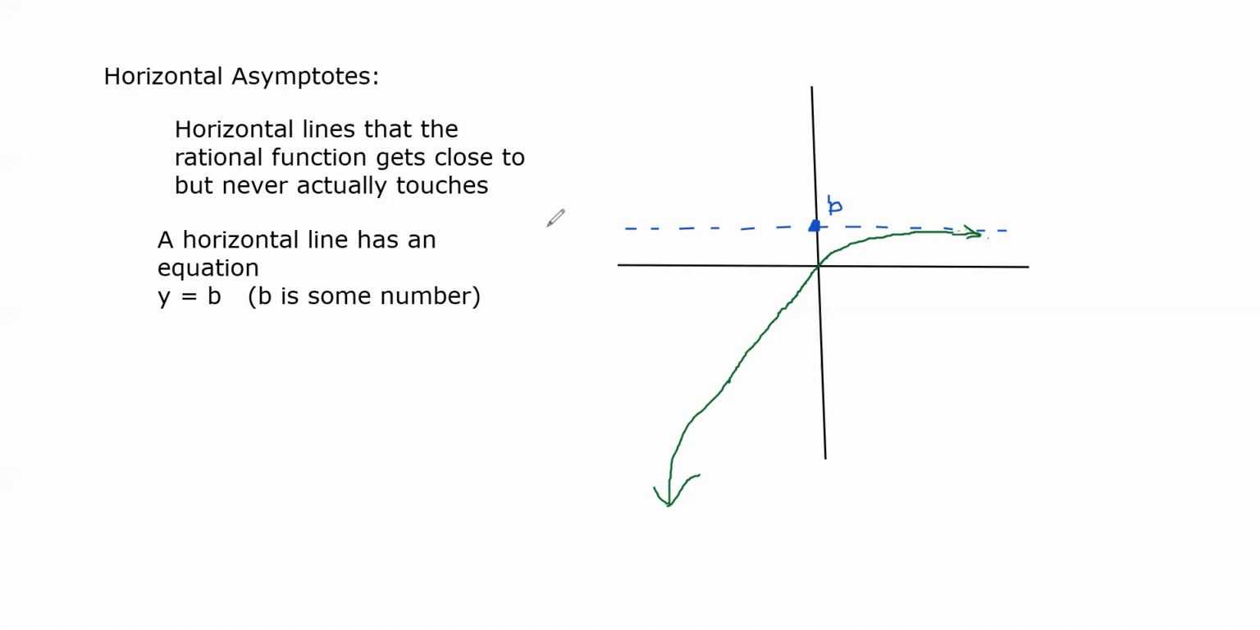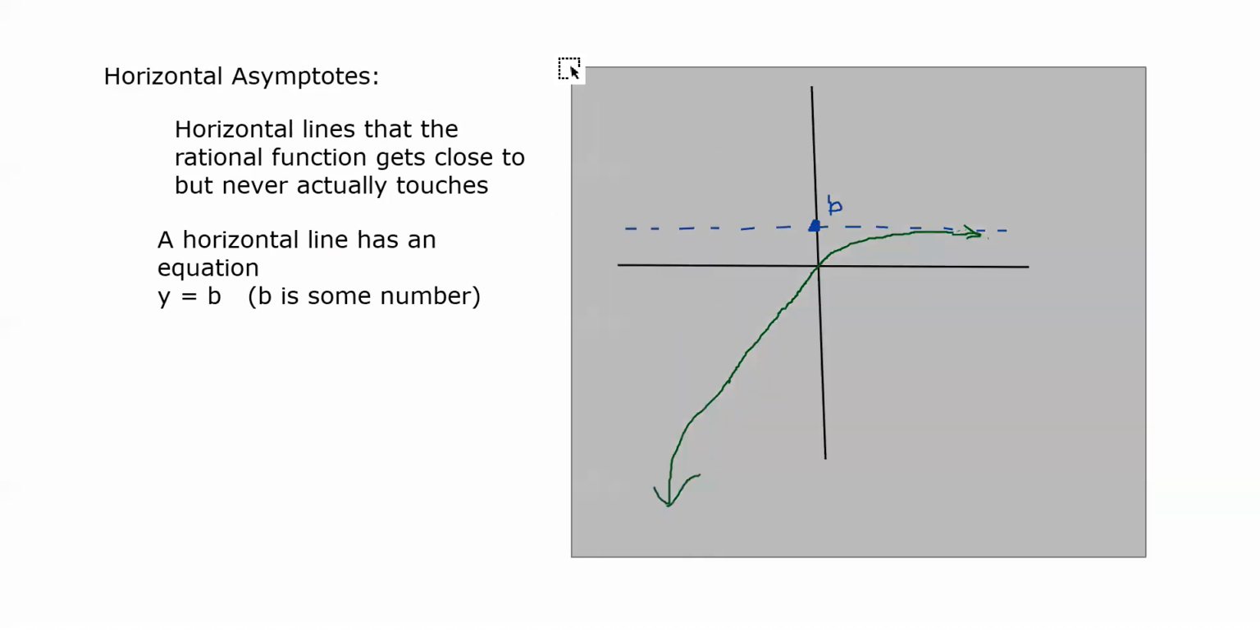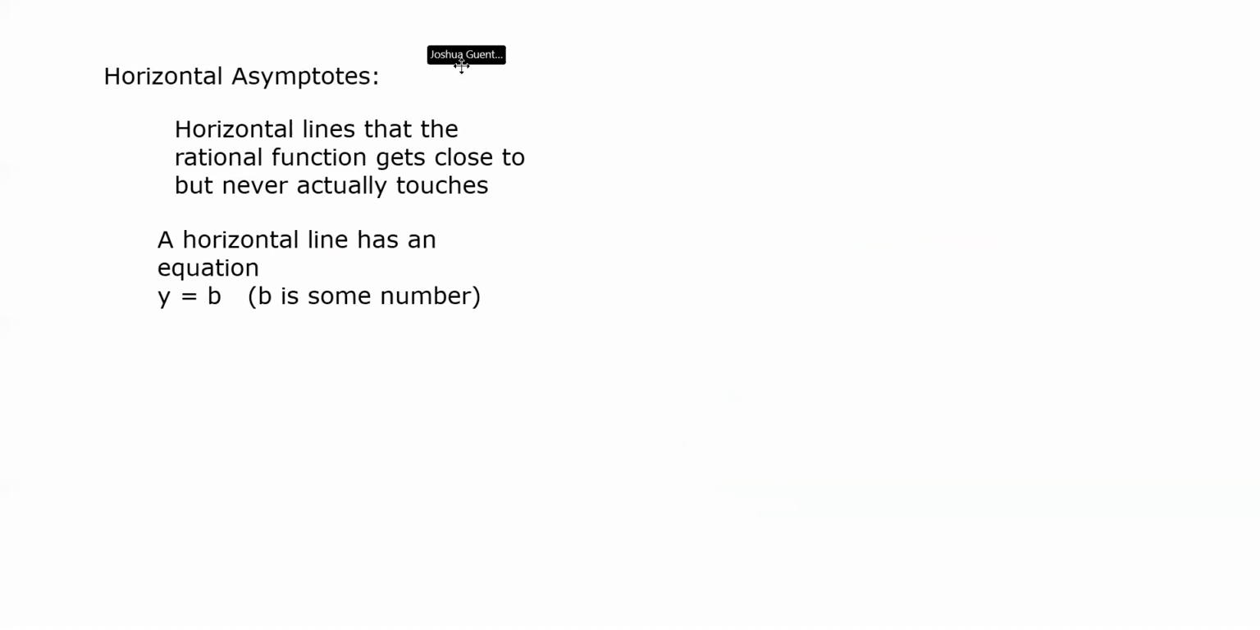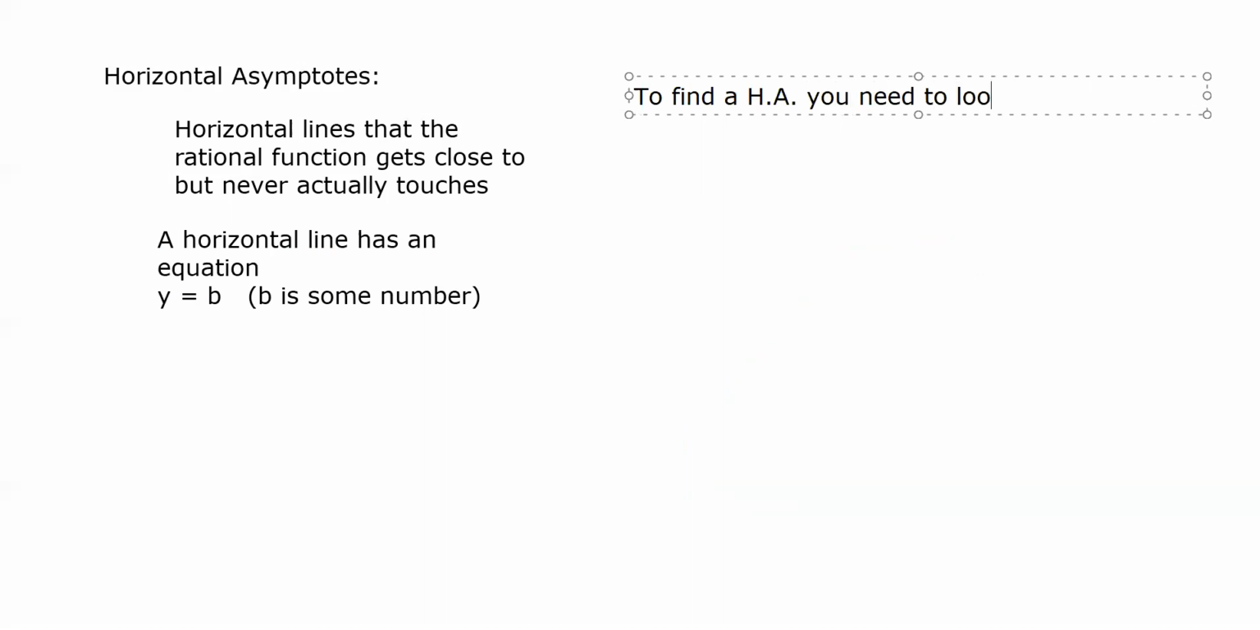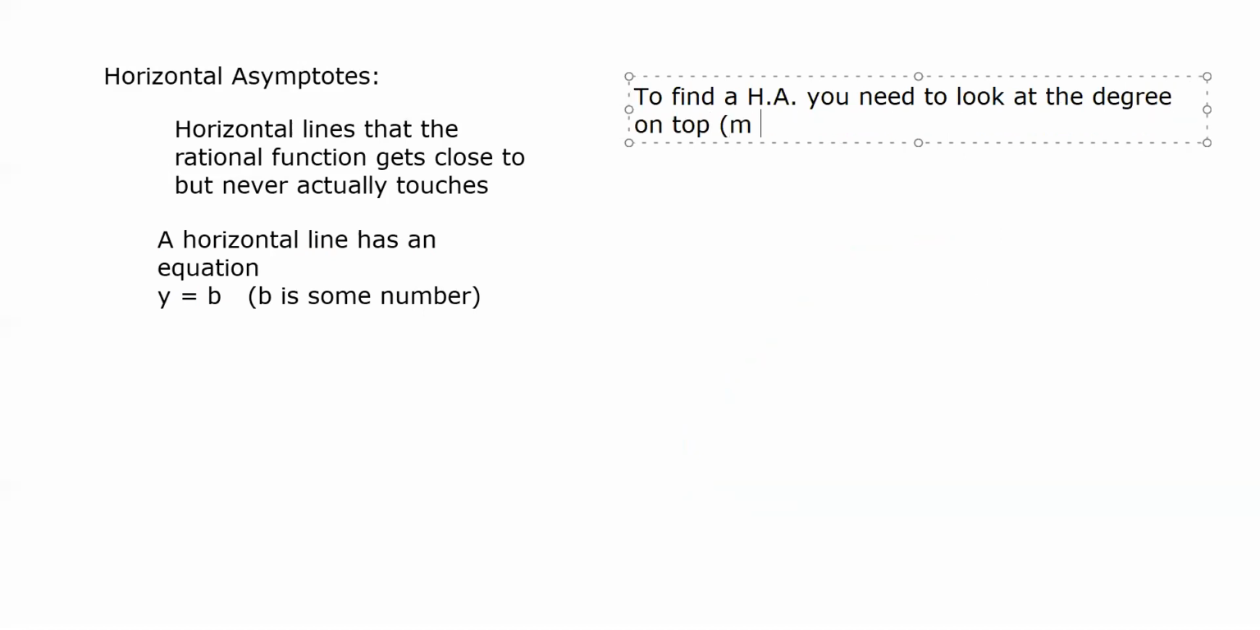So vertical asymptotes are going to be tough. I'll just say that. Well, excuse me, horizontal asymptotes. To find a horizontal asymptote, an HA, you need to look at the degree on top, which I will just shorten and call that the letter M.